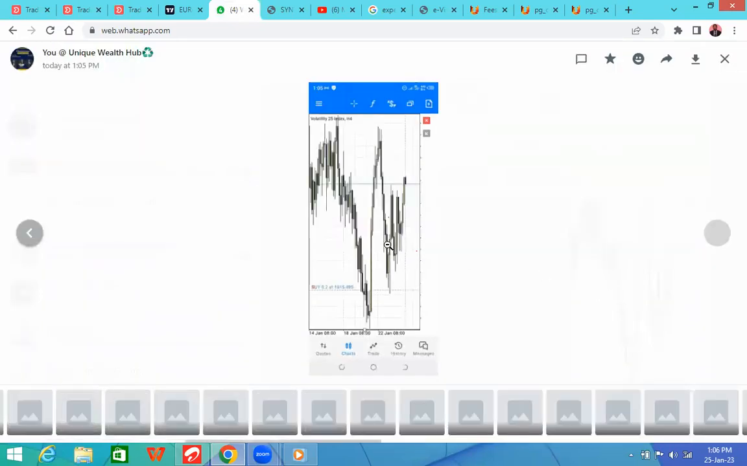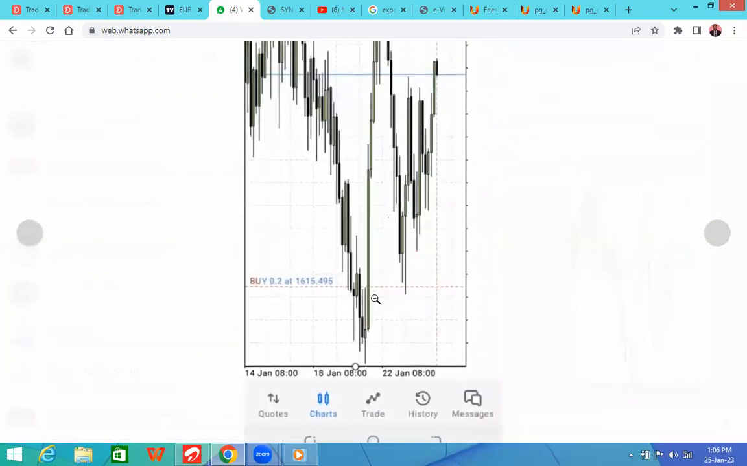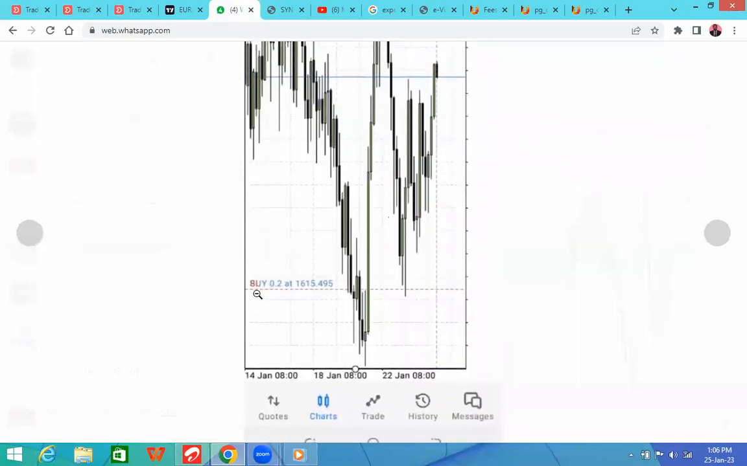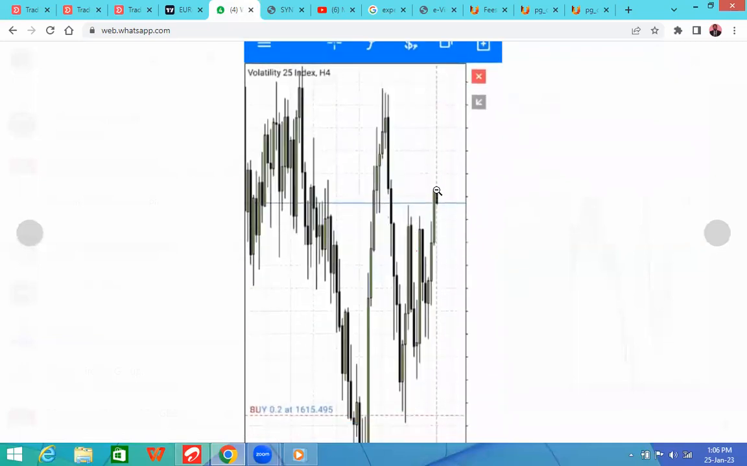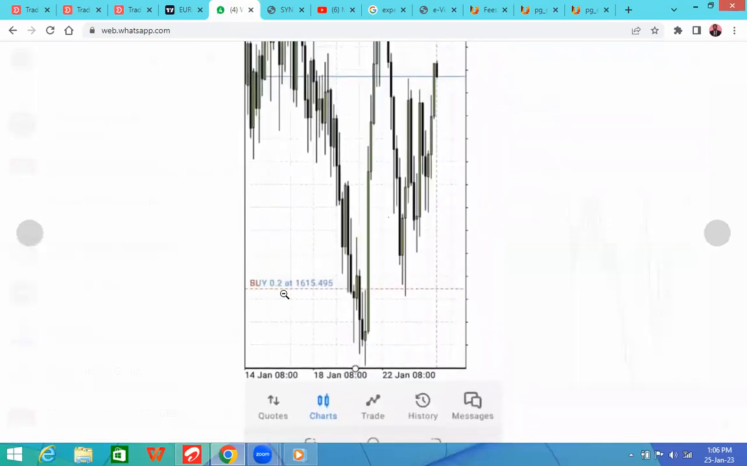This is the trade. You see that entry? That was the entry because I played that imbalance. Stop loss was on this low. But now I put stop loss to entry because I've already taken partials on this trade and price has moved to all this level. So you see, I'm using 0.2. I've taken partials on this trade.